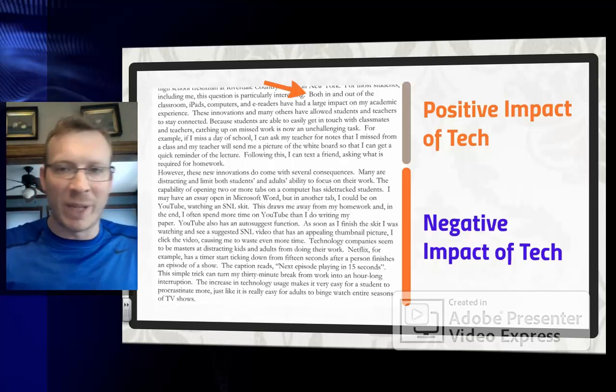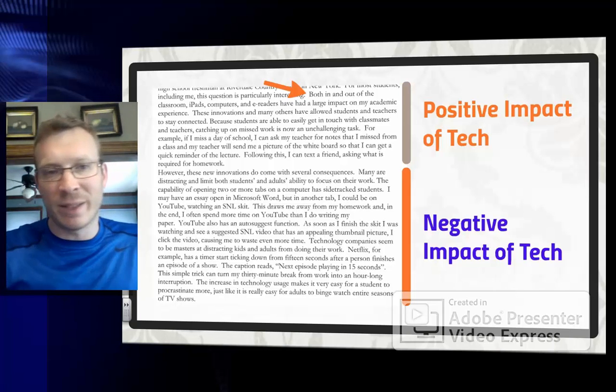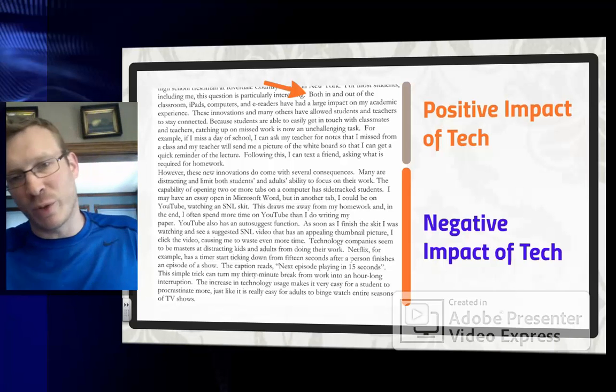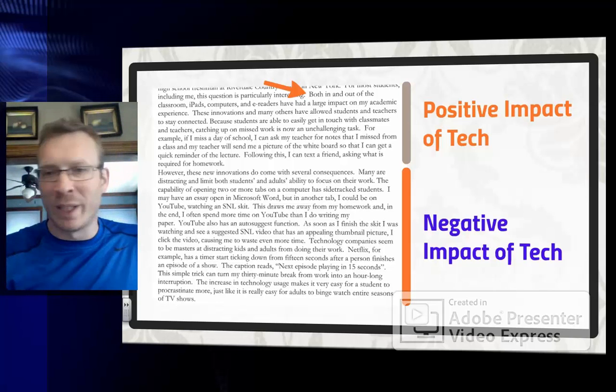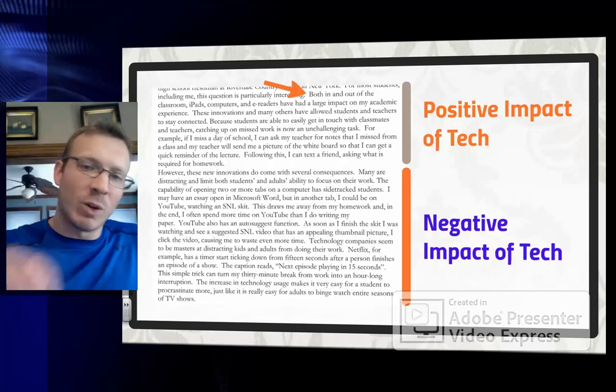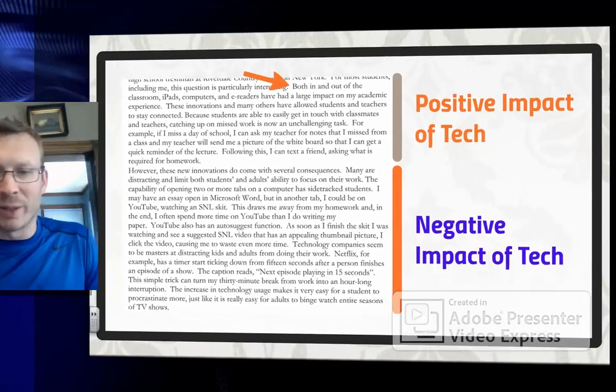In this case, it wouldn't make sense to talk about one thing that's positive and then say, but kids get distracted all the time, and then go back and forth to positive, negative, positive, negative. That would be confusing. Here, all one, and then all the other.